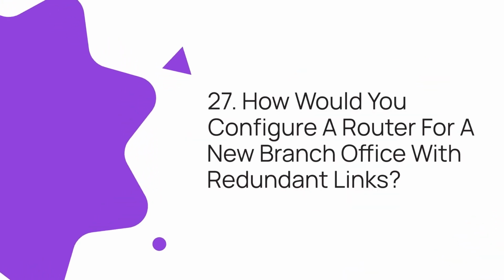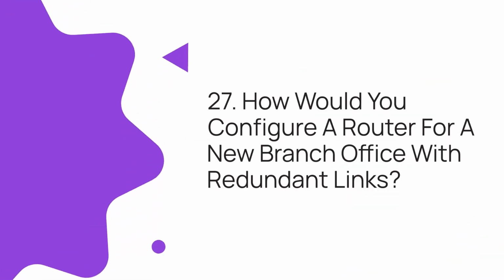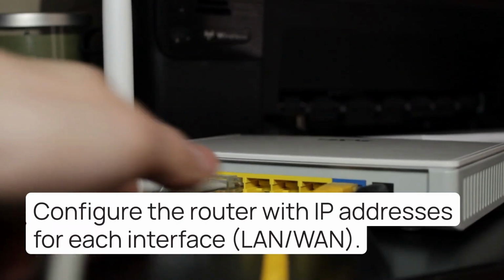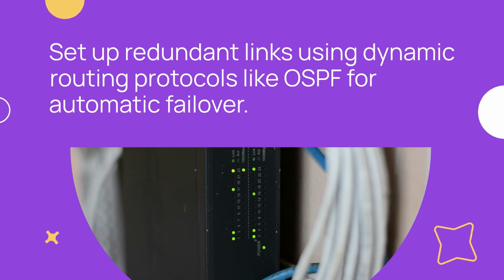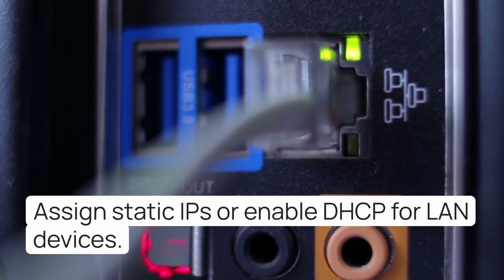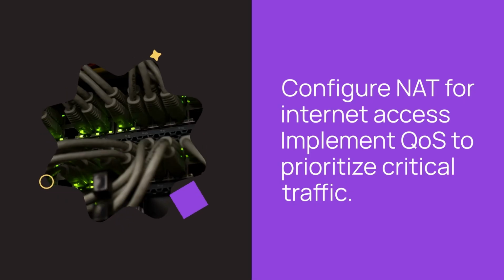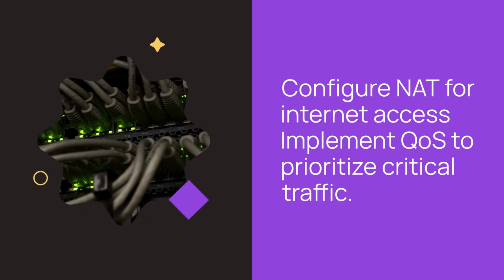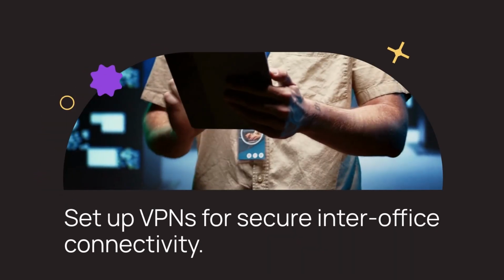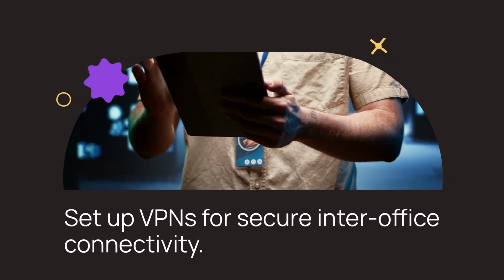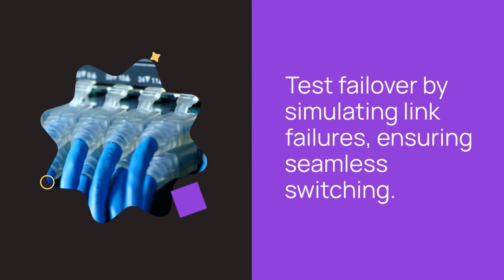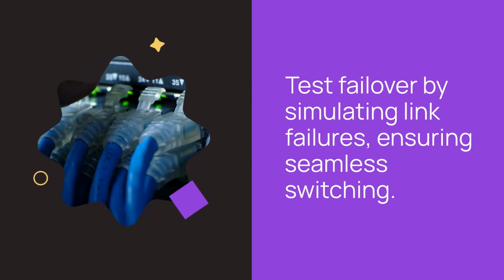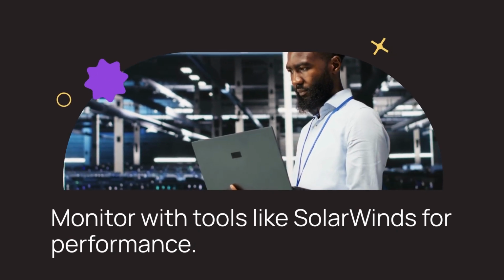27. How would you configure a router for a new branch office with redundant links? Configure the router with IP addresses for each interface, LAN/WAN. Set up redundant links using dynamic routing protocols like OSPF for automatic failover. Assign static IPs or enable DHCP for LAN devices. Configure NAT for internet access. Implement QoS to prioritize critical traffic. Set up VPNs for secure inter-office connectivity. Enable firewall rules to restrict unauthorized access. Test failover by simulating link failures, ensuring seamless switching. Monitor with tools like SolarWinds for performance.